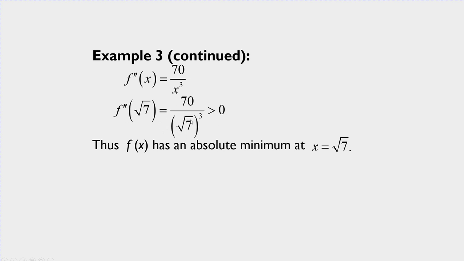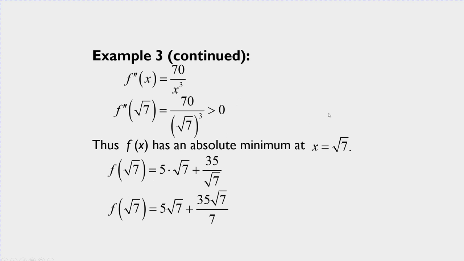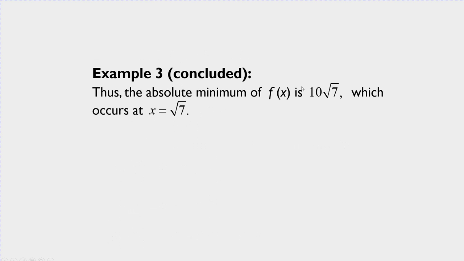So what that means is f of x has an absolute minimum, because when you plug the critical value into the second derivative, if it's positive, it means it's a minimum. So you just have to figure out what that value is. And if you plug in the square root of 7 into the function, it simplifies to 10 square roots of 7. I'll leave the algebra for you. So thus we have an absolute minimum of the function f of x is 10 square roots of 7, which occurs at x is equal to the square root of 7.